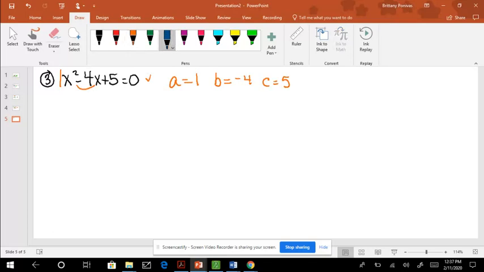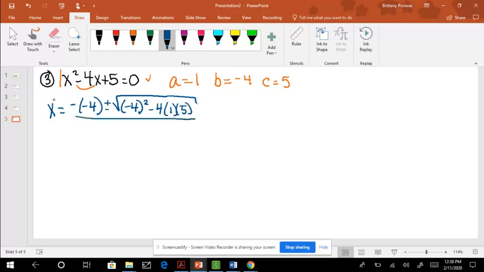Then you're going to plug into the quadratic formula. So take a minute and plug these values into the quadratic formula all by yourself. And it should look something like this. x equals negative 4 plus or minus the square root of negative 4 squared minus 4 times 1 times 5, all over 2 times 1.